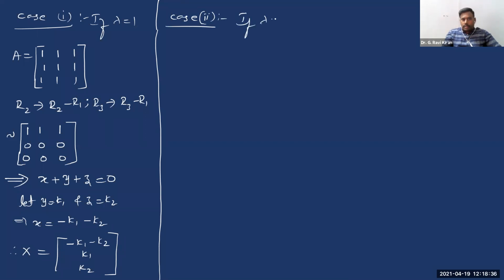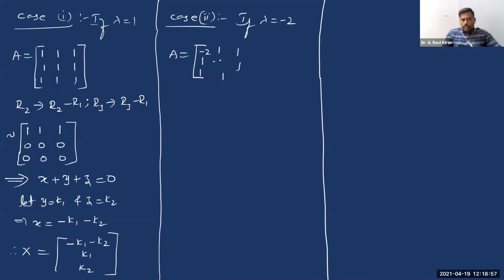Right now, here it is, lambda is equal to minus 2. See what happens in this case. Now again, in a similar way, I'm taking capital A. What is capital A? Again, as you have seen, except the diagonal elements, the remaining are all ones. Correct? Now in the diagonal elements, in place of lambda, we are taking minus 2. So this is minus 2, here it is minus 2, and here this is also minus 2.